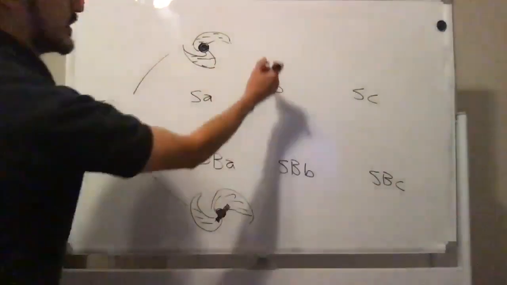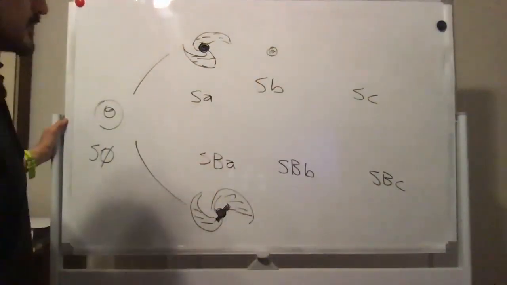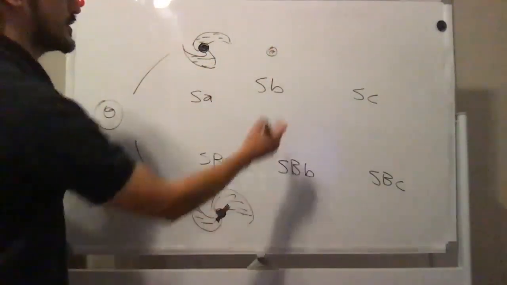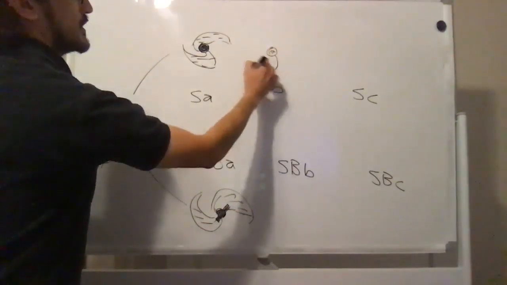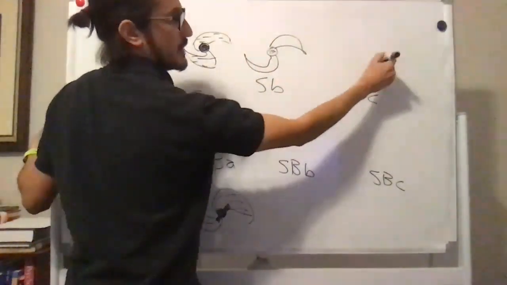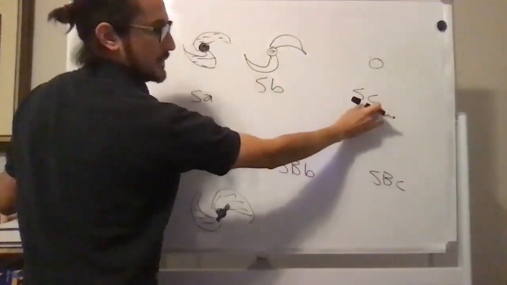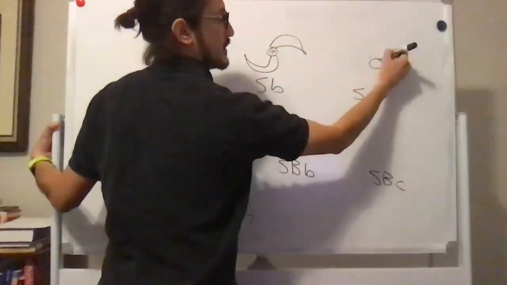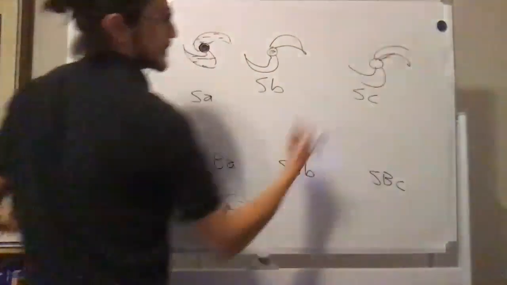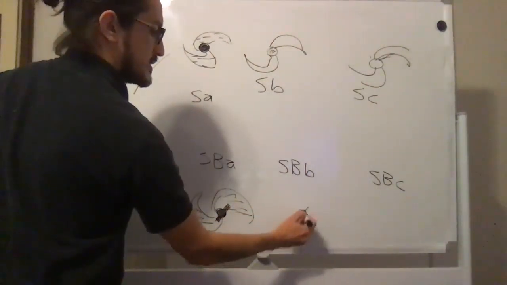And then this one, you have, relatively speaking, less luminosity in the central bulge, more luminosity in the spiral arms, and the arms are going to be better defined. Maybe like that. And then for this one, you have about the same luminosity in the bulge and in the arms. And typically you're going to have more structure. You're going to have several arms or something. And you have the same over here, except that it is barred.